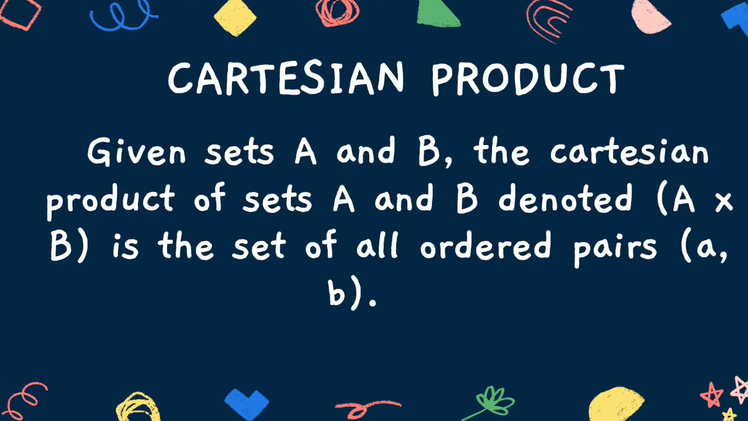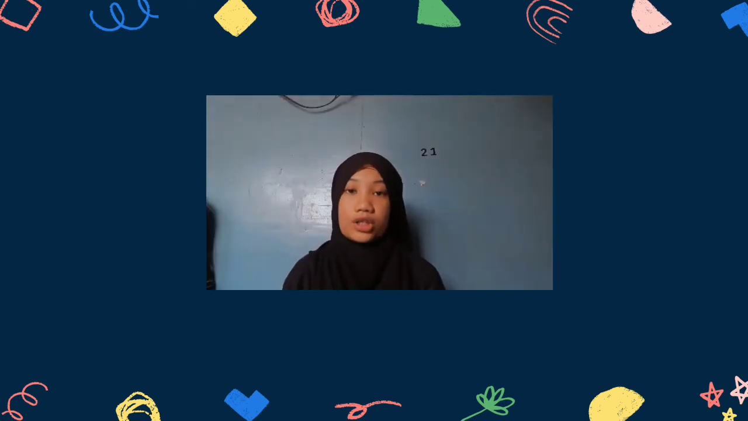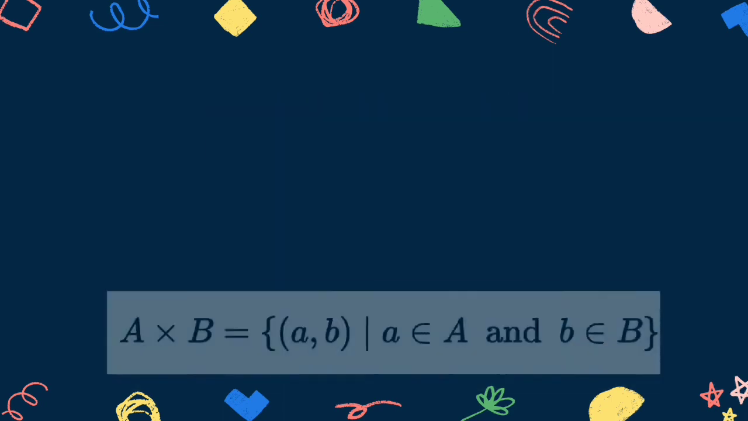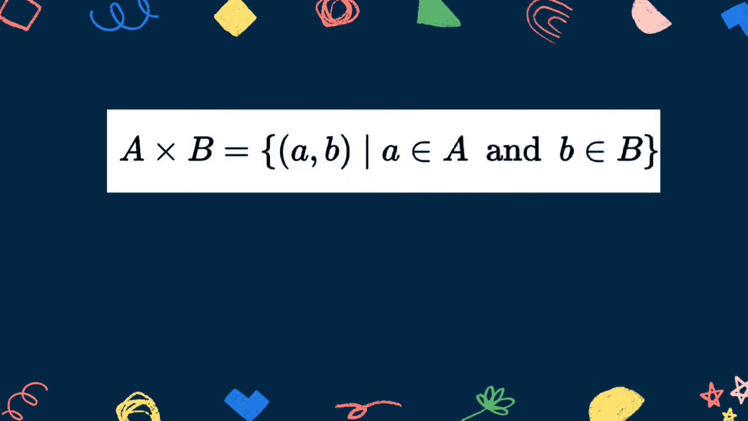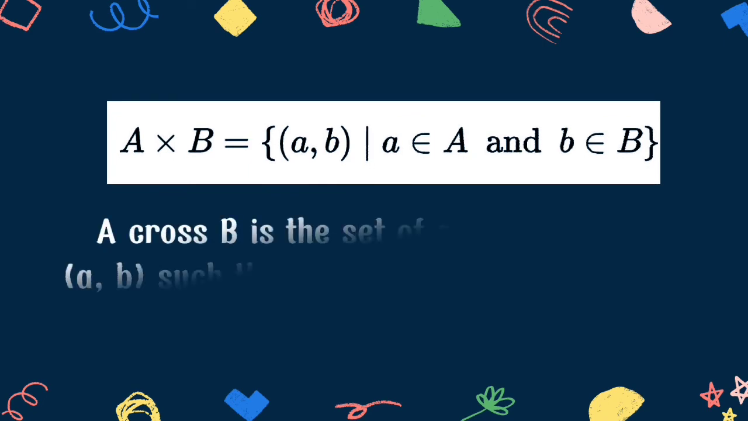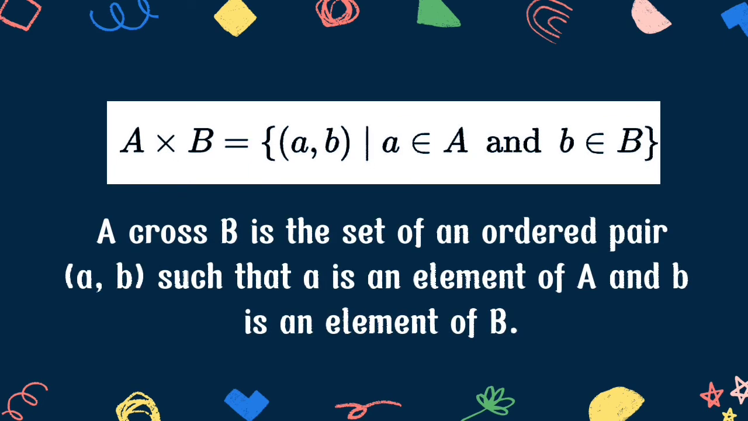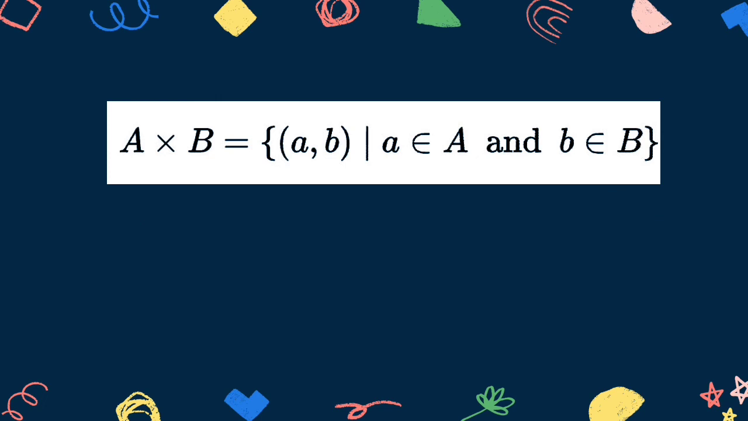Given sets A and B, the Cartesian product of sets A and B, denoted A cross B, is defined as the set of all ordered pairs A, B. And the Cartesian product is symbolically written like this. Ang pagbasa dito ay A cross B is the set of an ordered pair A, B, such that A is an element of A and B is an element of B.